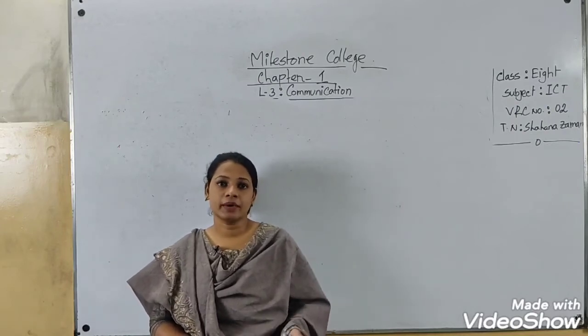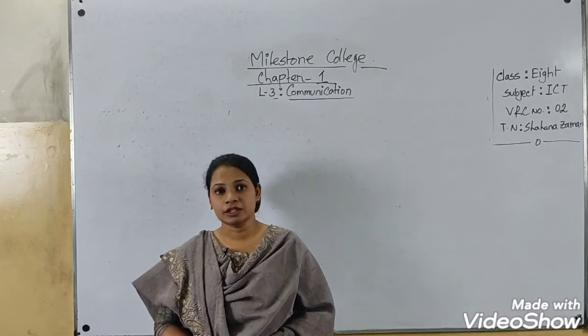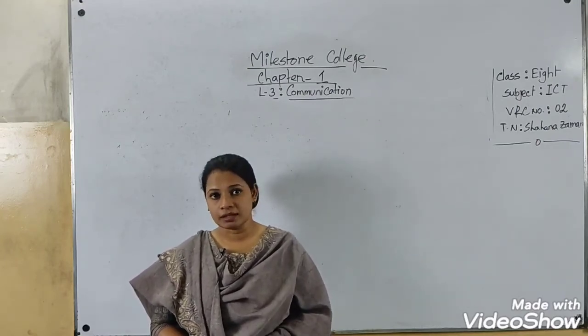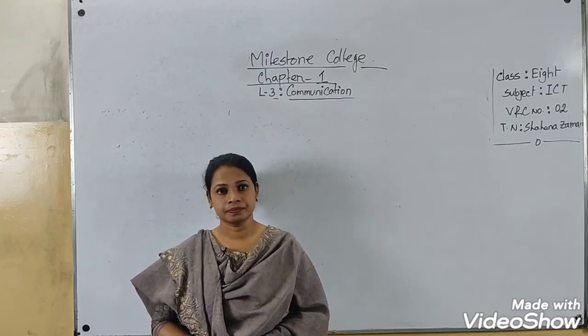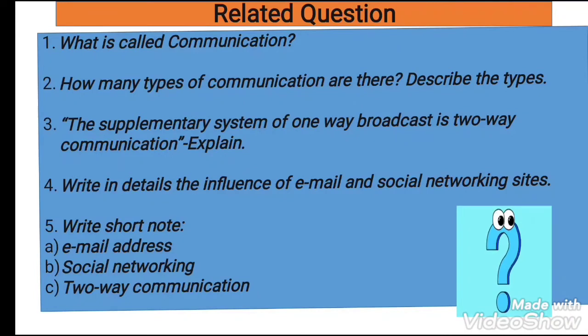Students, we have discussed several topics. Now I want to give you some related questions. Check the related questions and try to understand. Here I gave you 5 questions. Question number 1, what is called communication? Here you will write the definition. Question number 2, how many types of communication are there? Describe the types. You already know the types of communication. There are 2 types of communication. Number 1, one-way communication. Number 2, two-way communication. And you will describe one-way and two-way communication point-wise.